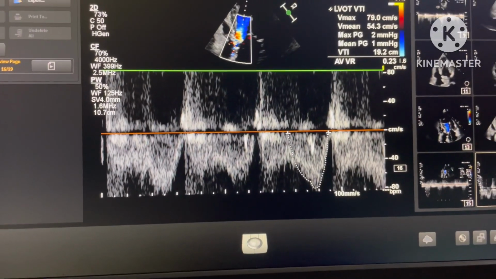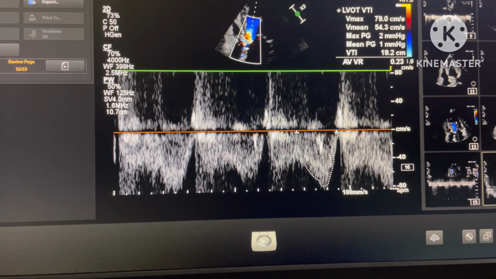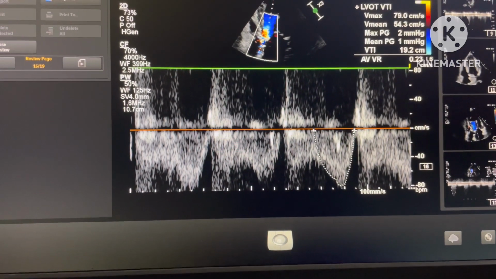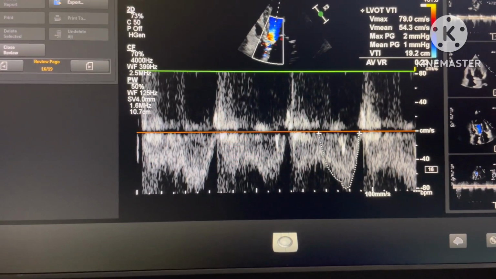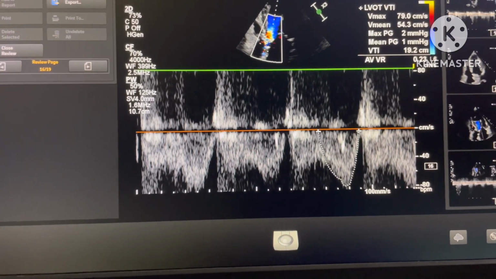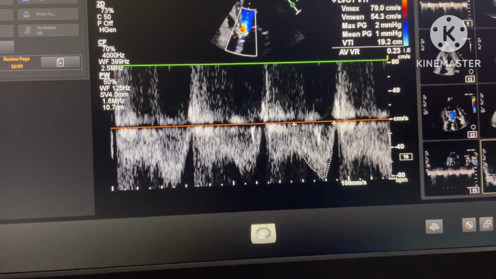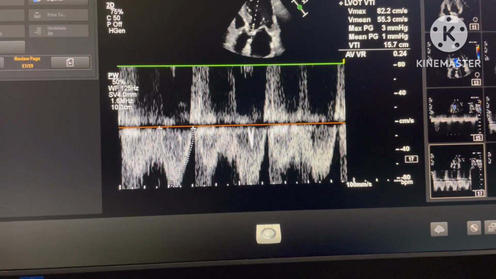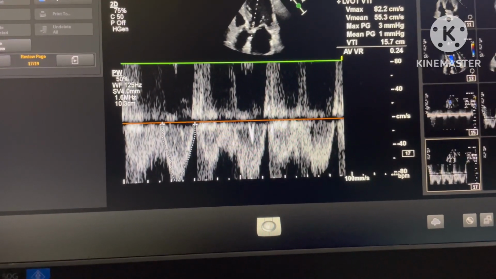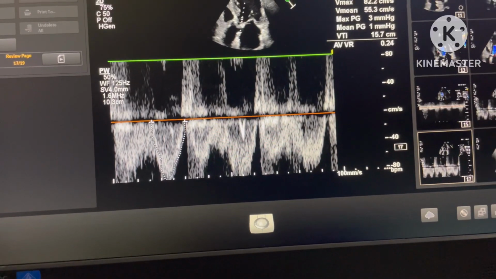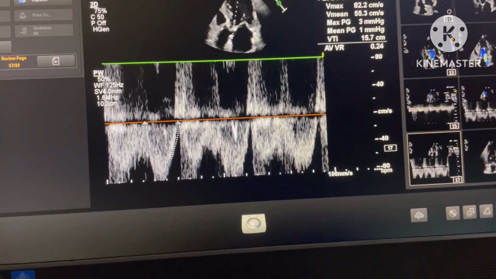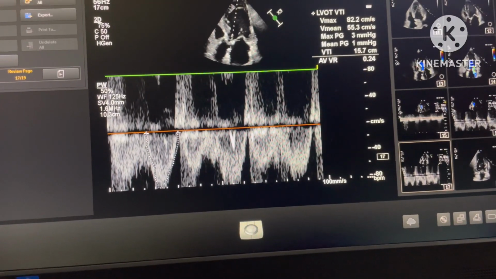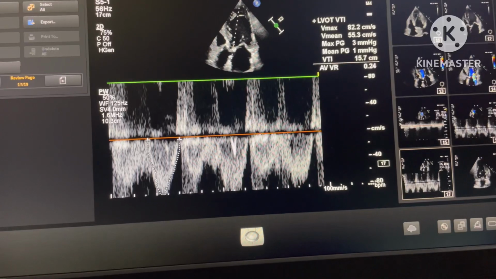Again, we keep the pulsed Doppler in the LVOT portion, that is 1 centimeter inferior to the aortic valve. In the LVOT portion, you can measure the velocity across the LVOT. Then we measure the LVOT diameter, and that gives you the aortic valve area by the continuity equation. But there is also a simple ratio. By ratio, you can say whether this is severe AS or not.